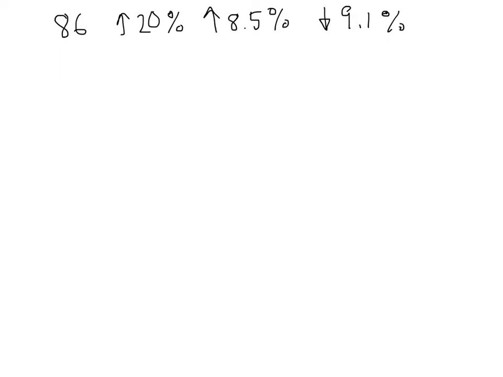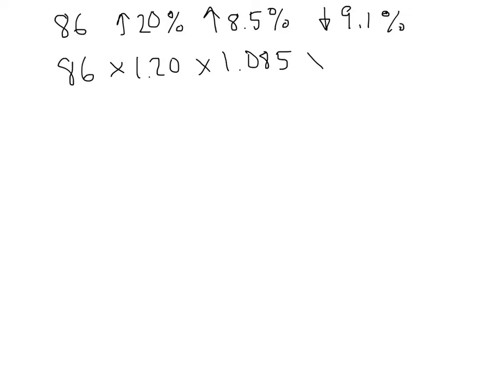So here's the problem in this slide. We have 86 going up 20%, then from there we'll go up 8.5%, and from there we'll go down 9.1%. Now this is a bit more challenging since we have to worry about the percents that are decimals as well. So it's 86 times 1.20 or 1.2, because that's 20% plus 100% or 120% written as a decimal. Then we're going to go up 8.5%, which is 1.085. So make sure you get the 0 in there. So it's 108.5% written as a decimal.